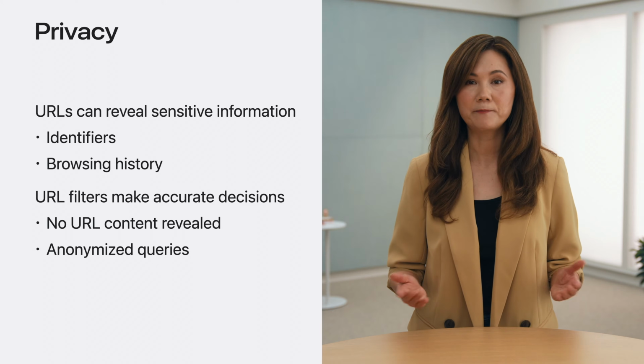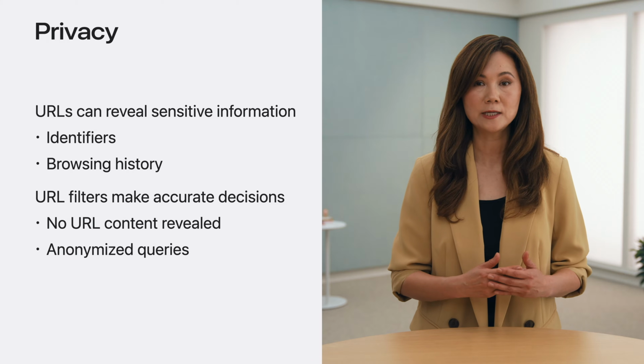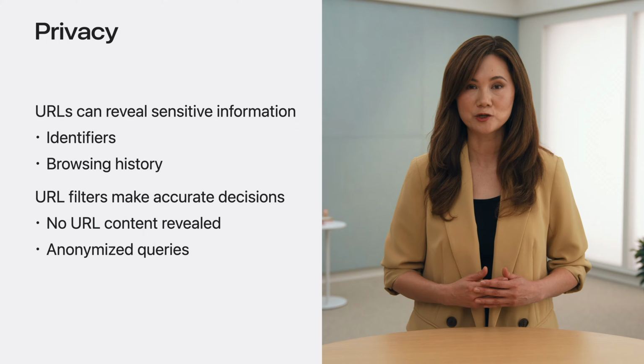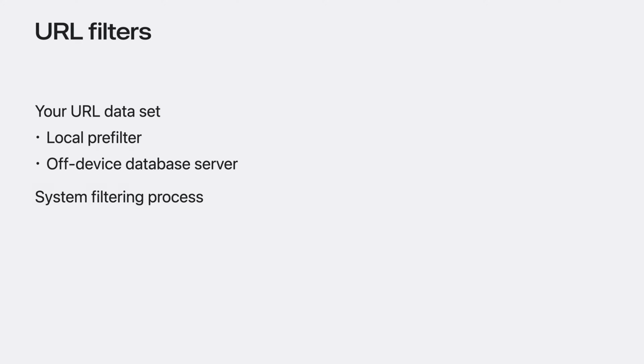The entire chain of backend servers, both Apple's and your servers, will have no access to any of the content and identity information. URL filtering is performed with your URL dataset, containing URLs you want to block. You provide an on-device prefilter and an off-device database server for URL lookups. The system performs the entire filtering process on your behalf with your dataset. Your app does not execute in the filtering path and has no access to traffic.